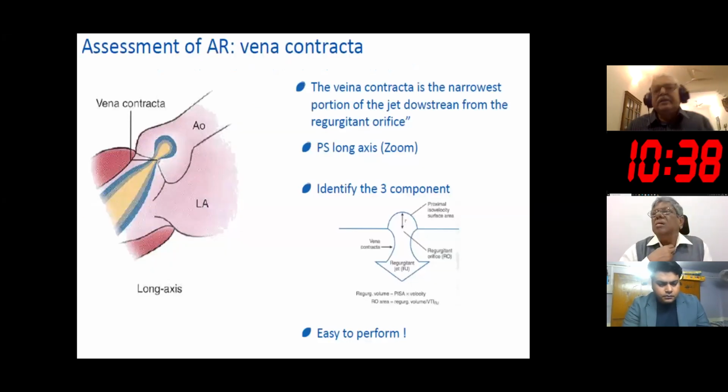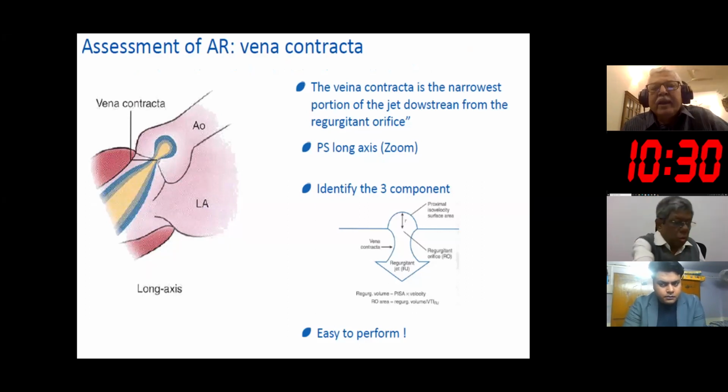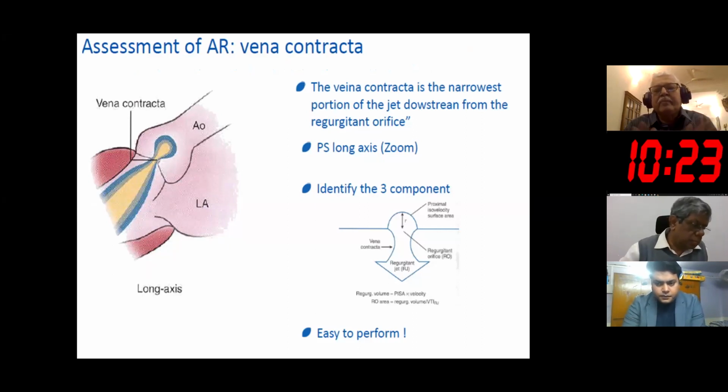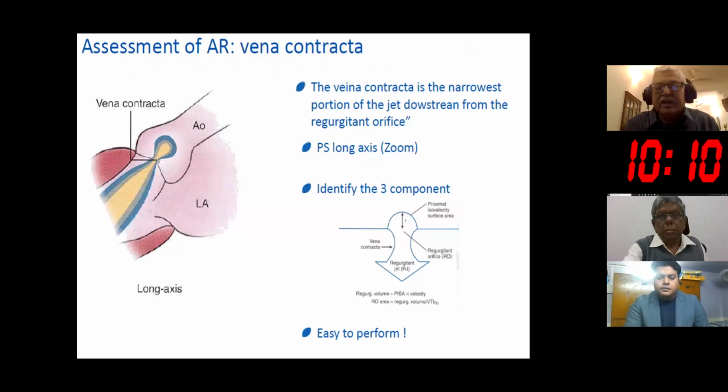The other method is a semi-quantitative method, and that is the assessment of AR by vena contracta. The vena contracta is the narrowest portion of the jet stream from the regurgitant orifice. It's very important when you're doing a vena contracta that you zoom the image so that your measurement fallacies come down. Also, it's best seen in parasternal long axis view, but whenever you get a good PISA, only then you can get the proper assessment of the vena contracta. Otherwise, your assessment may be fallacious.